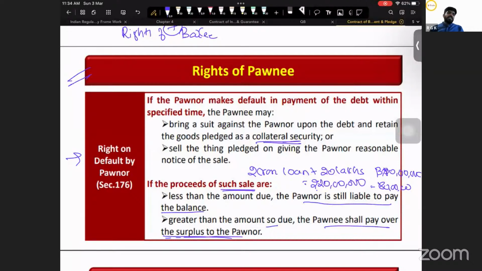This provision is slightly different from the Sale of Goods Act. In case of the Sale of Goods Act, if the buyer is not paying the amount, you will resell it. You keep the surplus yourself. Deficit, you can ask the buyer to pay. Here it is not that way. Surplus, you will give it back. Deficit, you can collect it. Different from the Sale of Goods Act. A little bit different from the Sale of Goods Act.